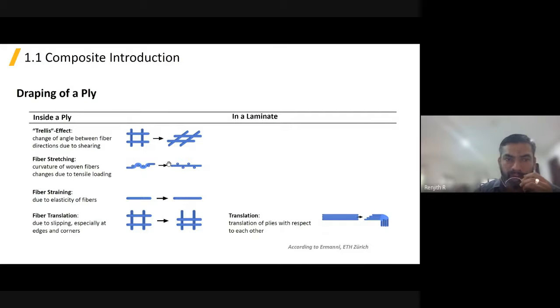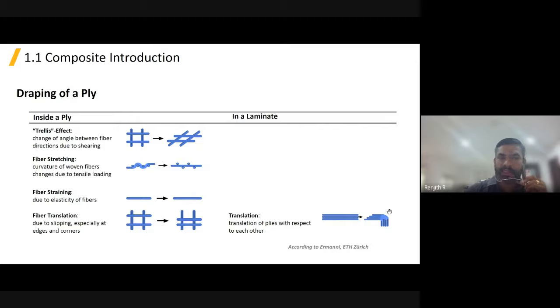And fiber stretching: the fiber will be straight and it will push the perpendicular directional fibers. That is the fiber stretching effect. And fiber straining: some of the fibers will strain, which means they will elongate. And fiber translation: most of the time we expect a uniform distribution of fibers, but sometimes some areas will be concentrated and some areas will be expanded. Those types of effects are called fiber translation.